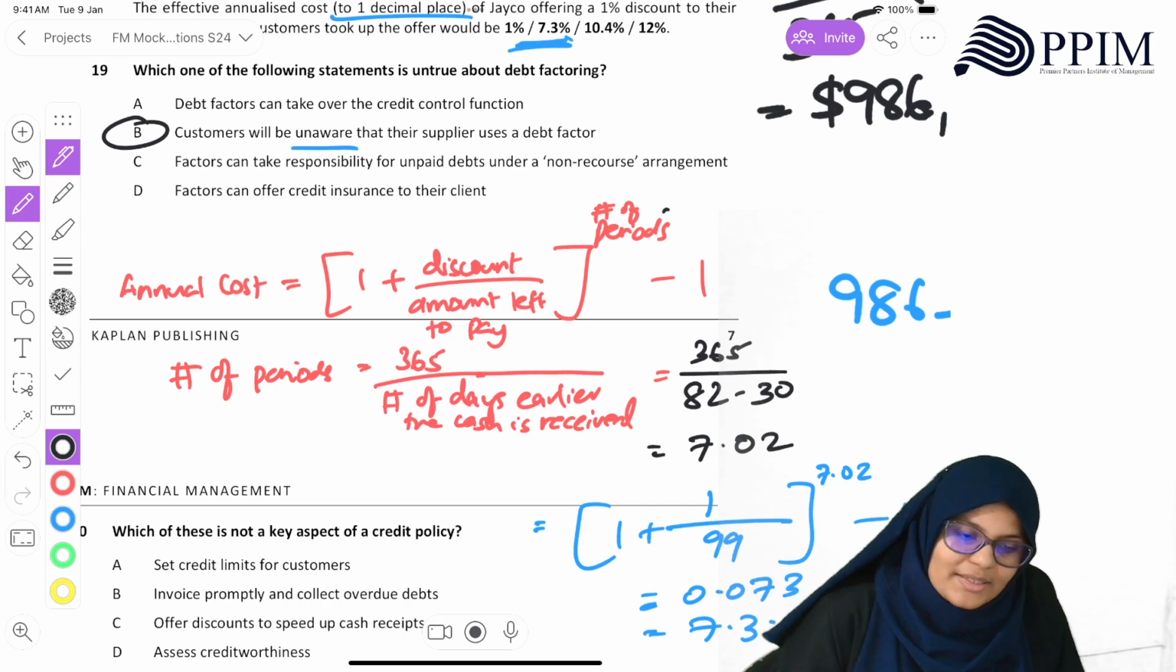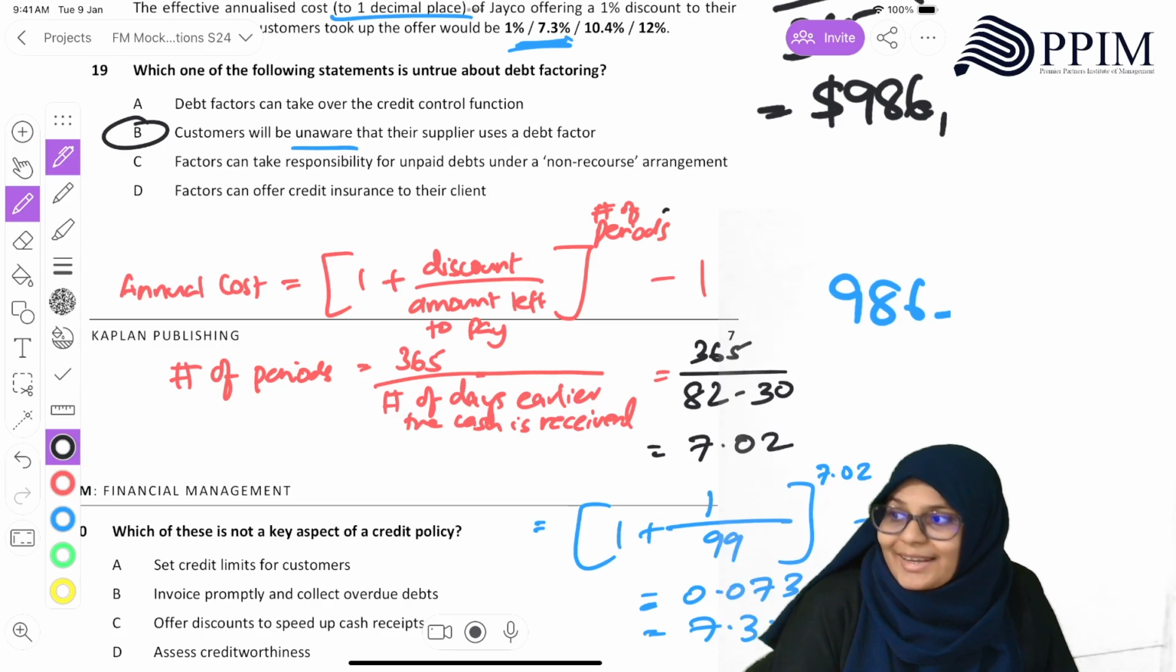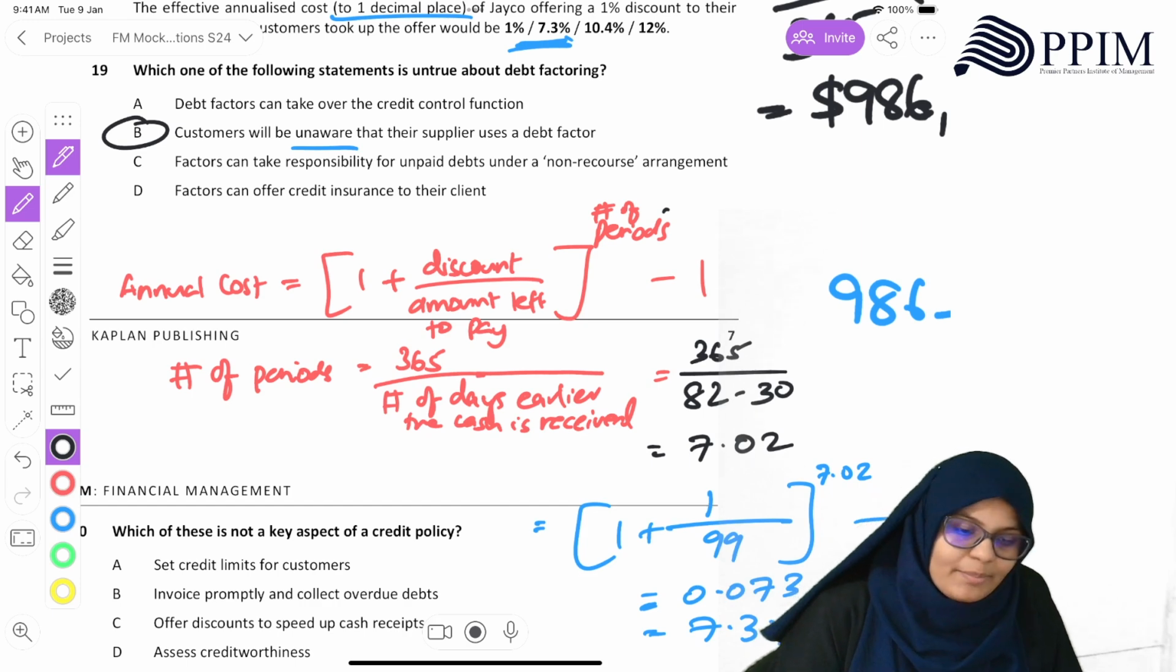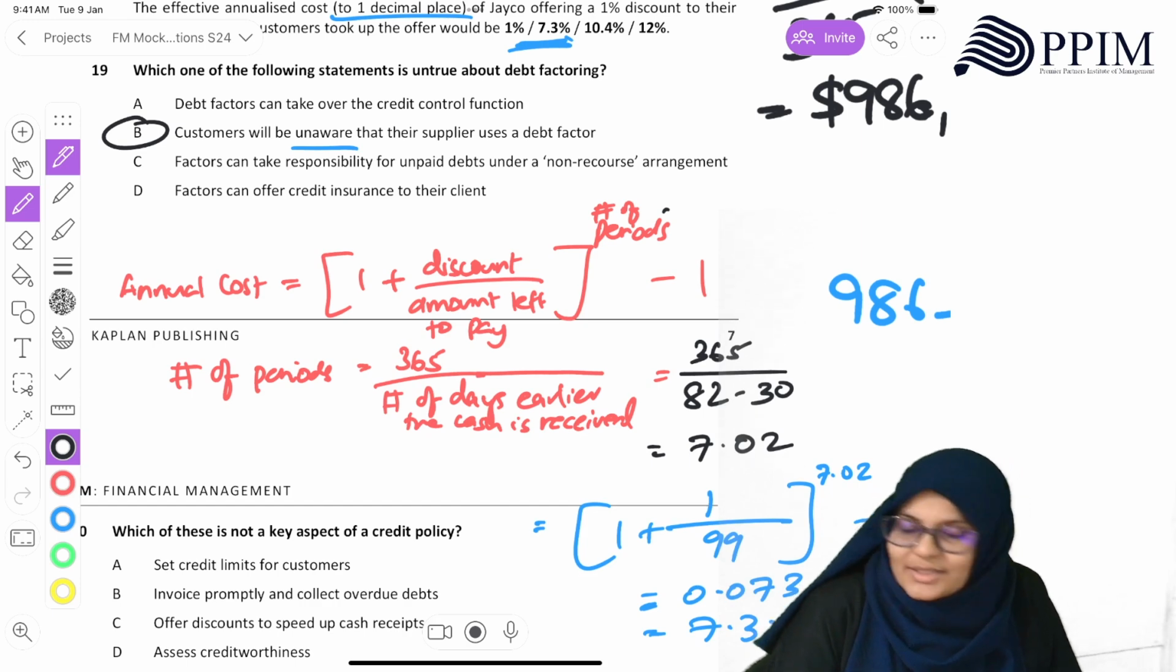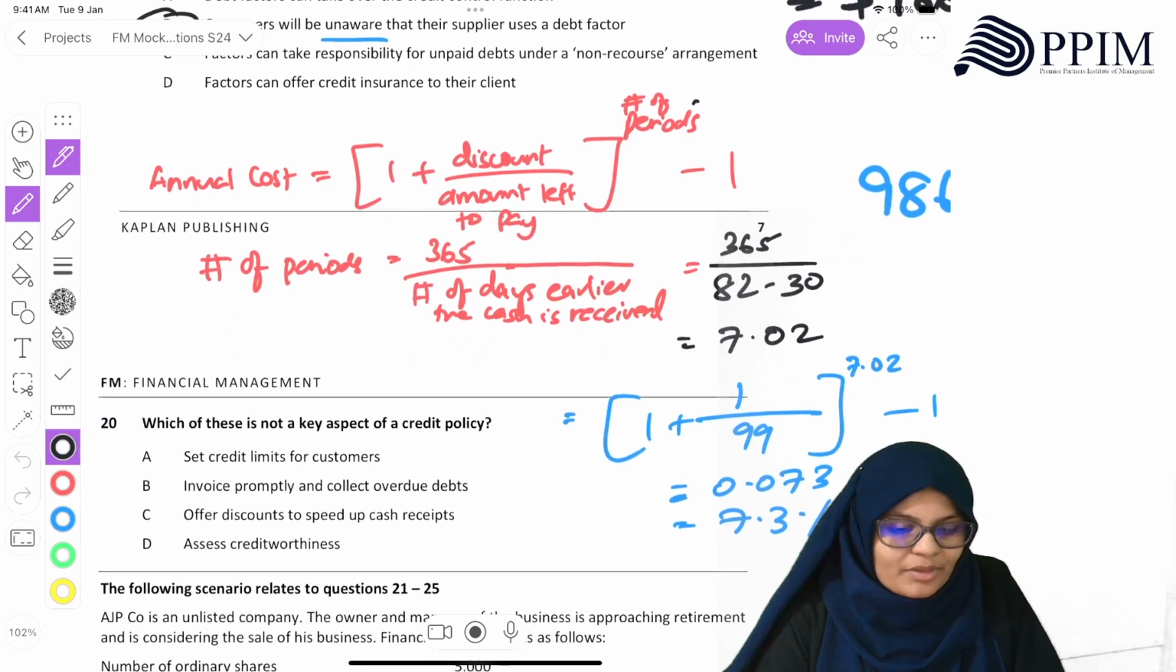Right. Let's see the others. Factors can take responsibility for unpaid debts under non-recourse arrangement. That's true. You can get insurance as well from factoring. Factors can offer credit insurance. Yes. So that is all correct. The only thing that's wrong is B.